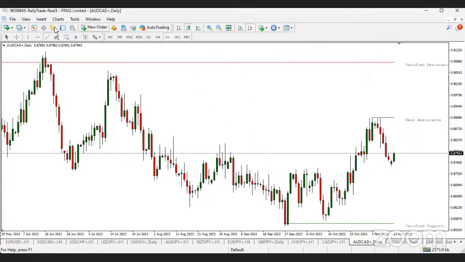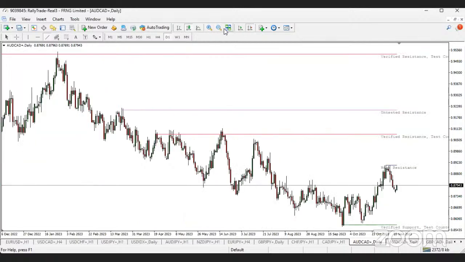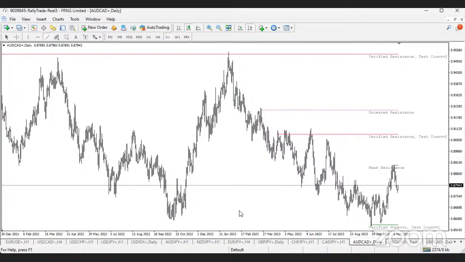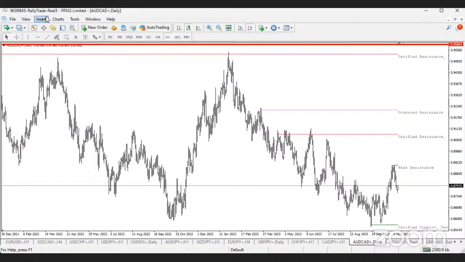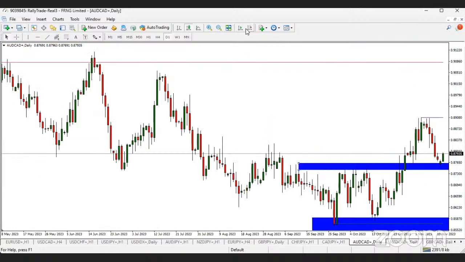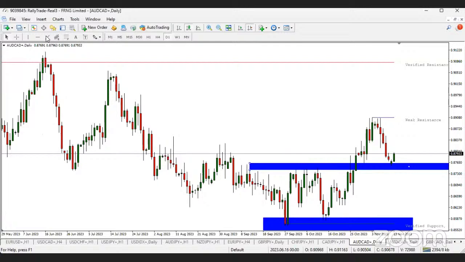All right. From the top-down analysis, on the daily time frame of Australian dollar, Canadian dollar, we've seen that price has moved from this major support. That's one. And then price has also taken out a previous lower high, a key level on the AUD CAD daily chart. Price has taken it out. So what we have now is a breakout, and this is our retest right now.